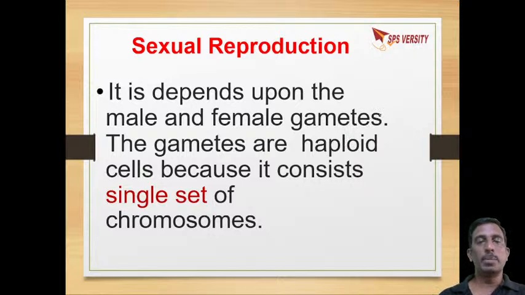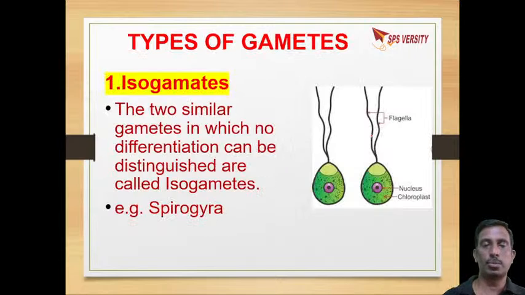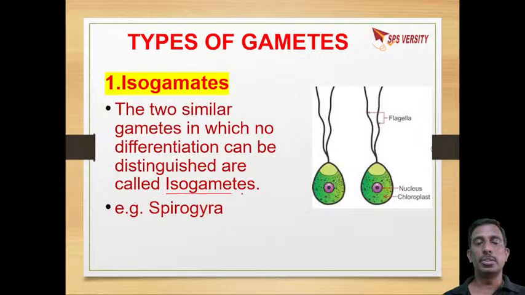Sexual reproduction ke bare mein hai, to sexual reproduction mein male female gamete produce hota, or gametes mein sirf haploid, they consist of only one set of chromosomes. Or gametes may be types with isogametes, anisogametes, oogametes. Iso means same. So picture mein dekh rahe male or female ke dono similar lag rahe. There is no differentiation. We cannot distinguish which is male and female. Isko kya bolte hai ki isogametes. Iske example le sakte aap spirogyra.